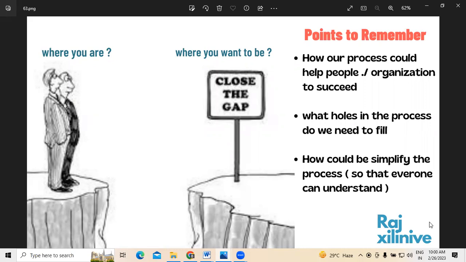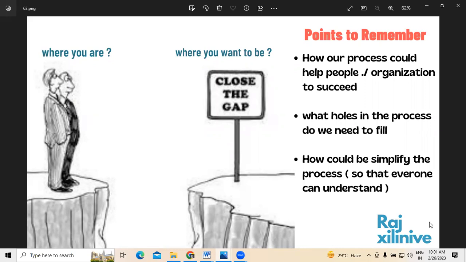If you want to perform gap analysis, there are 3 points you have to consider and remember. The first thing: how could our process help an organization or people to succeed? First point you have to understand, because this is for the people and for the organization, right? By catering to and understanding both the people into account. How could our process help people and organization to succeed? This is point number 1.